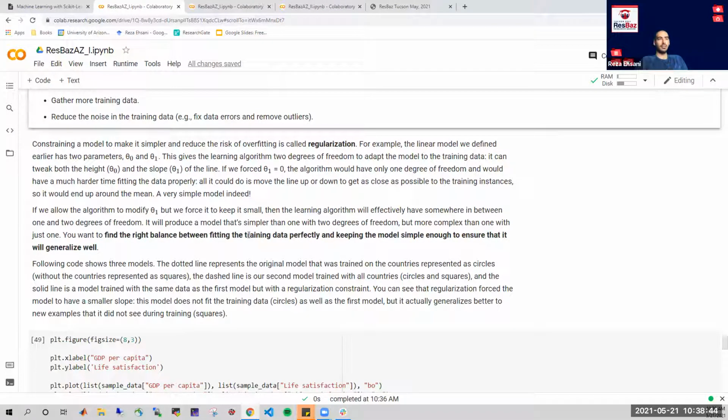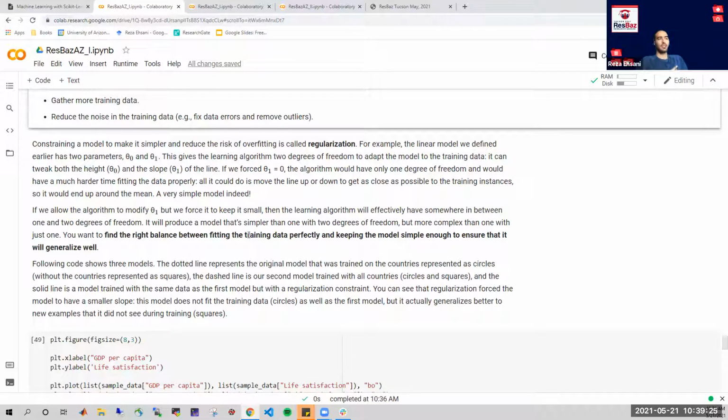For example, in the linear model we have 2 parameters, theta 0 and theta 1. This gives the learning algorithm 2 degrees of freedom to adapt the model to the training data. Theta 0 is the intercept, the height, and the slope of the line is defined by theta 1. If we force theta 1 to 0, the algorithm would have only 1 degree of freedom and would have a hard time fitting the data. All it could do is move the line up and down as close as possible to the training instances, so it would end up around the mean of the data set. So it becomes a very simple model.